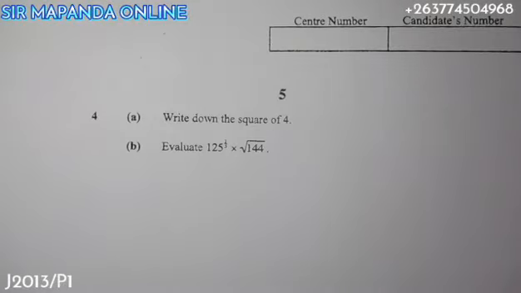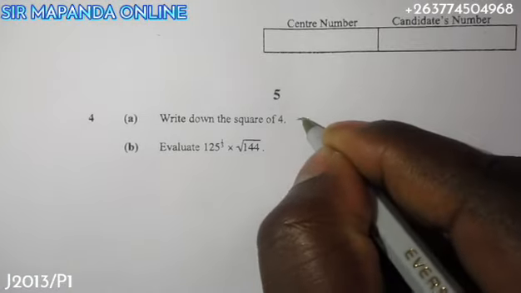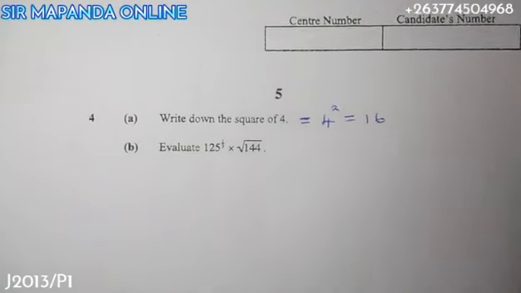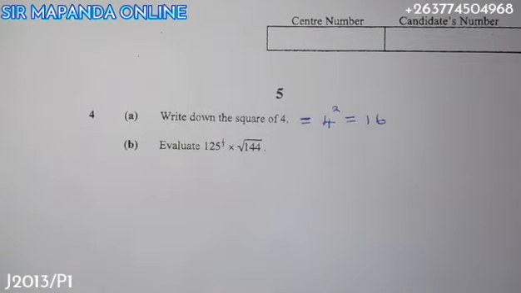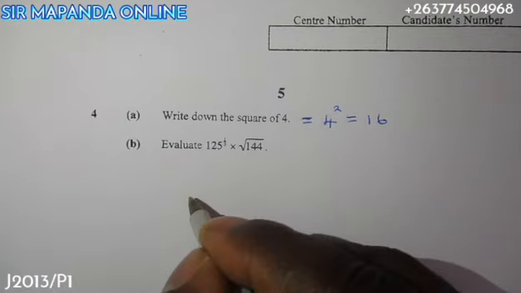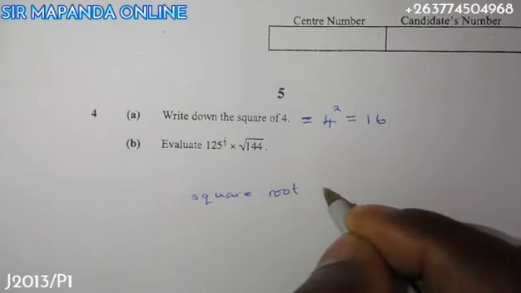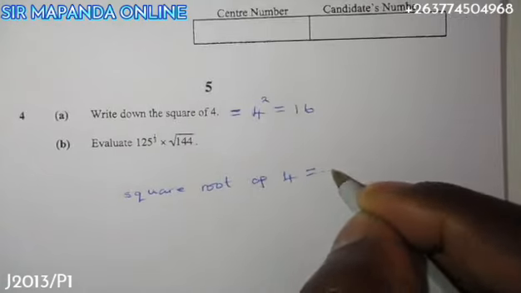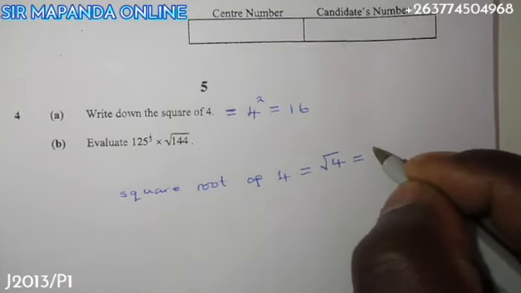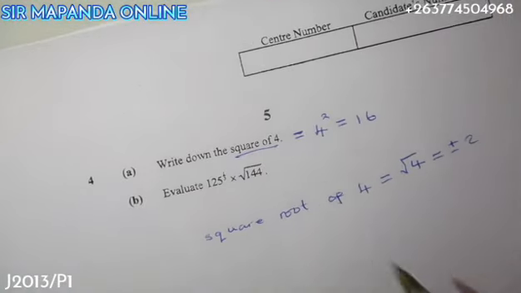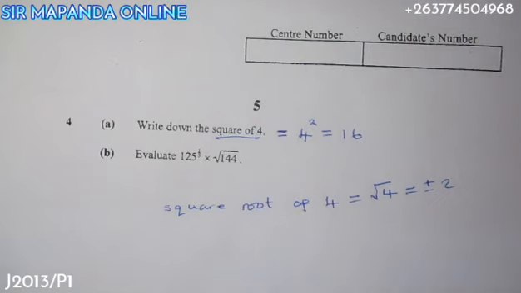It's write down the square of 4. So the square of 4, it means 4 to the power of 2, and your answer is 16. Do not confuse the square of 4 with the square root of 4. If the question states square root of 4, this is whereby you put 4 inside the square root, and square root of 4 you get plus or minus 2. But they are saying square of 4. So it means raise 4 by power 2. So our answer is 16. Let us move on to part B.